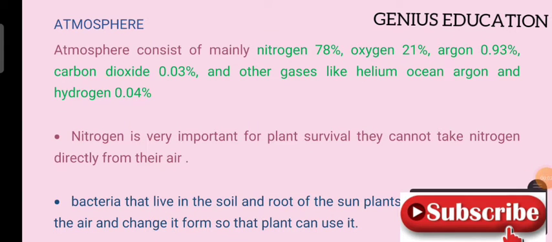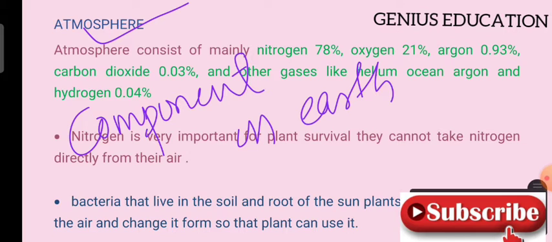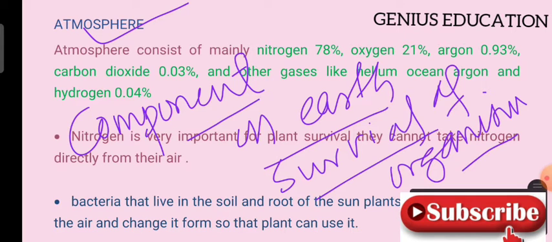And here is the topic that we are going to talk about: atmosphere. Atmosphere is the main or most important component on earth, which plays a very important role for the survival of organisms. Without atmosphere, there is no life on the earth.